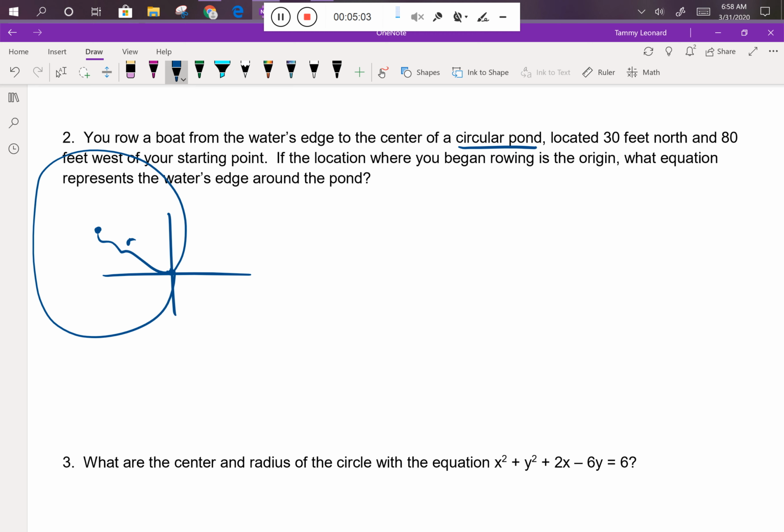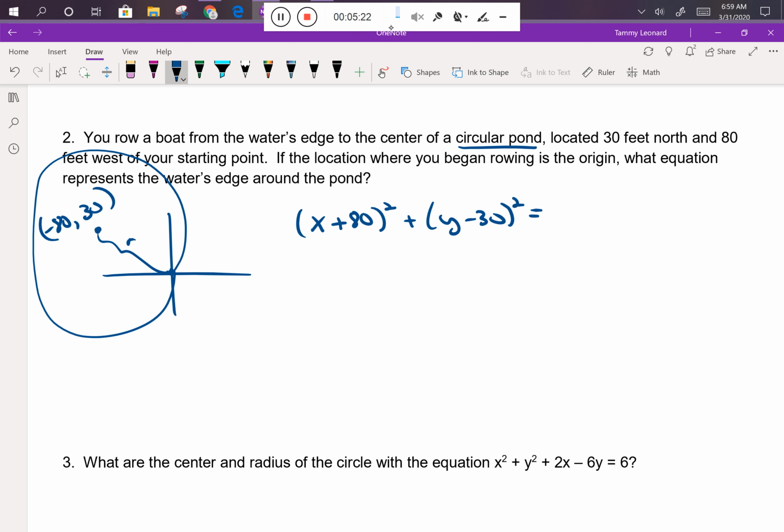All right, so if this is 30 feet north, that's my y value, and 80 feet west, I've got negative 80 as my x value for my center. So I start writing my equation right away. I've got x plus 80 all squared plus y minus 30 all squared.